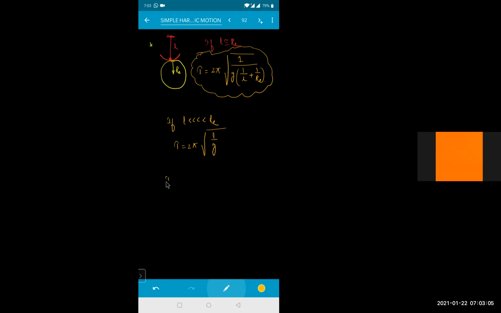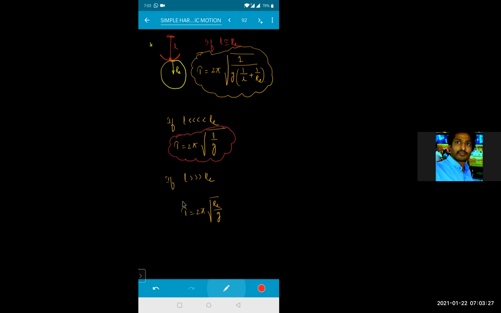If the length is much greater than the radius of the earth, beta, then the time period will be T equals 2 pi under root of R by G, where in the place of L you put the radius of the earth, divided by G. Yes, sir. So just remember these standard relations and you will be able to do the problems related to this. So for an infinitely long pendulum, or a very long pendulum, the time period is calculated with the formula T equals 2 pi under root of 1 by G into 1 by L plus 1 by RE. Okay? Yes, sir.